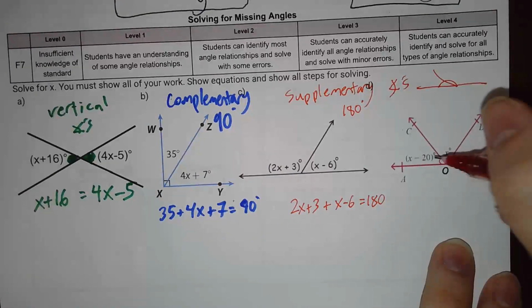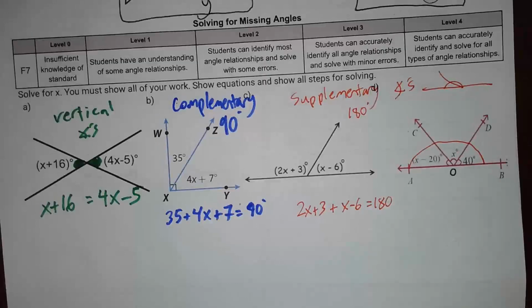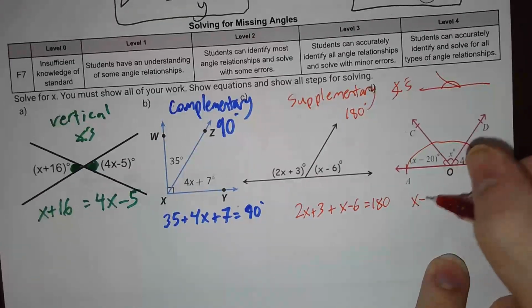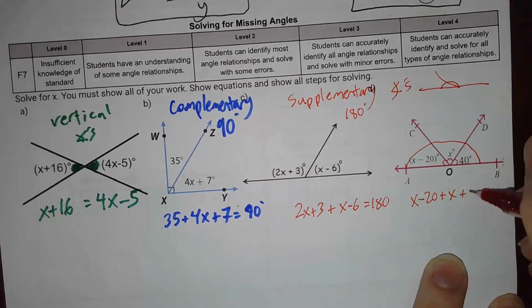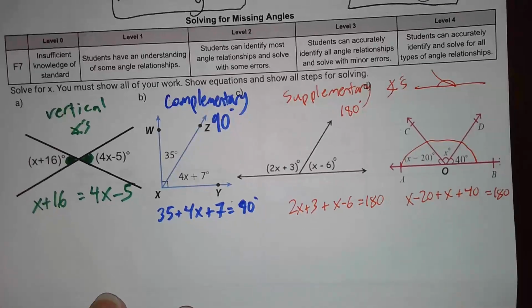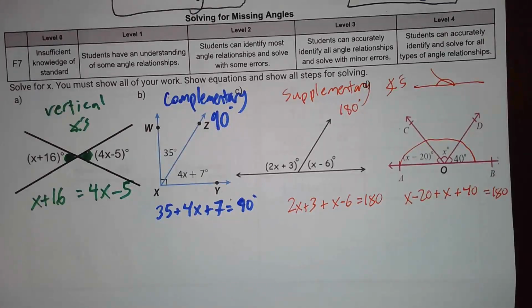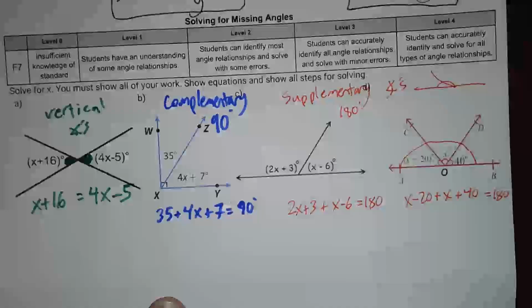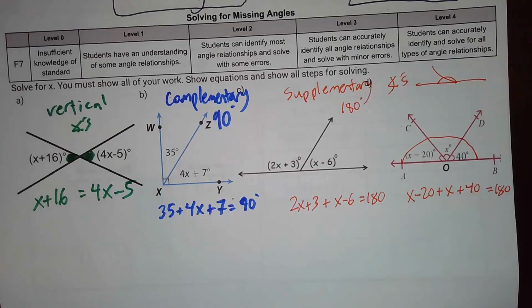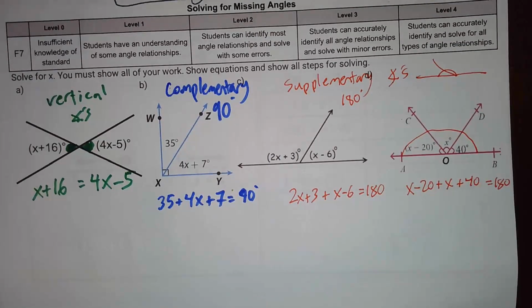And for the final one, we also have that they add up to a straight line. So x minus 20 plus x plus 40 adds up to 180. At this point, I'm going to pause the video and you are going to find the solutions for x. Once we have the equations, we can solve for x. So at this point, I'm going to pause and you can check your work. See if we get the same answer for x.